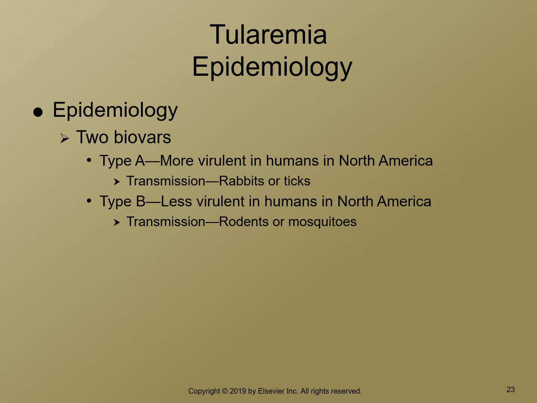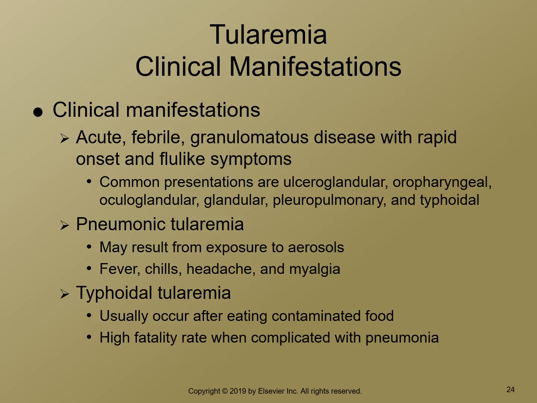There are two biovars of Francisella tularensis that cause infection. Type A is the more virulent form in humans in North America and is transmitted by rabbits or ticks. Type B is the less virulent form that also infects humans, and that one is transmitted by rodents or mosquitoes. Tularemia is an acute febrile granulomatous disease, characterized by rapid onset and flu-like symptoms.